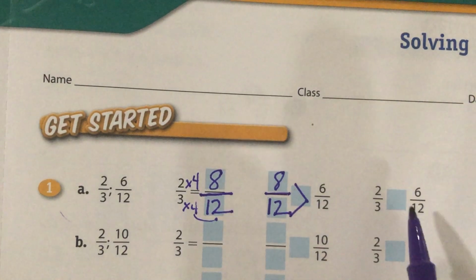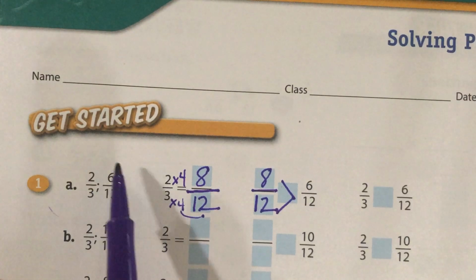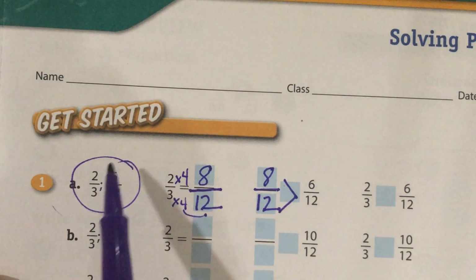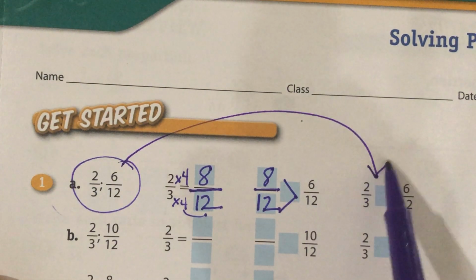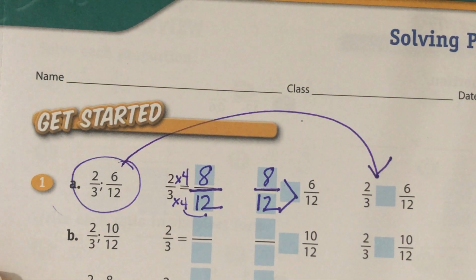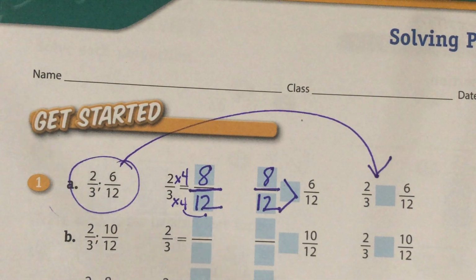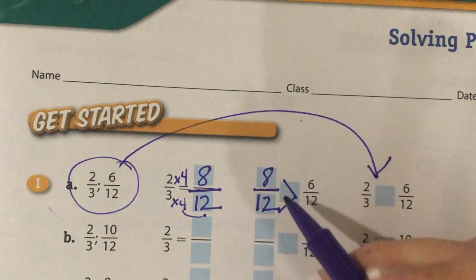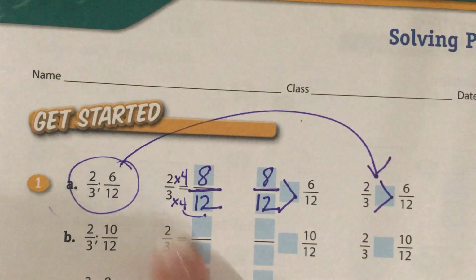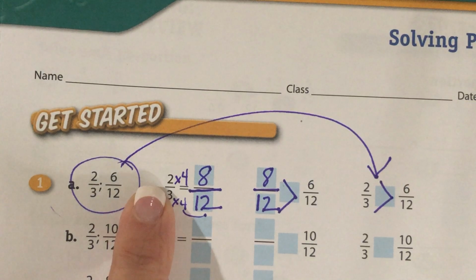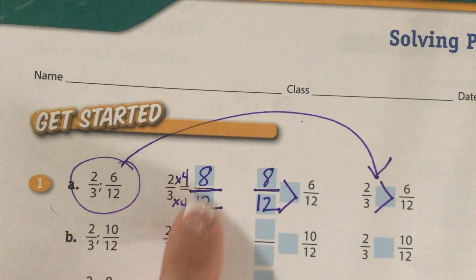So if I go back to my original ratios, these are my original ratios, right? Which one is greater if I'm comparing 2/3 or 6/12? Well, we found out it is 2/3 because we changed our ratio. We found the equivalent ratio.